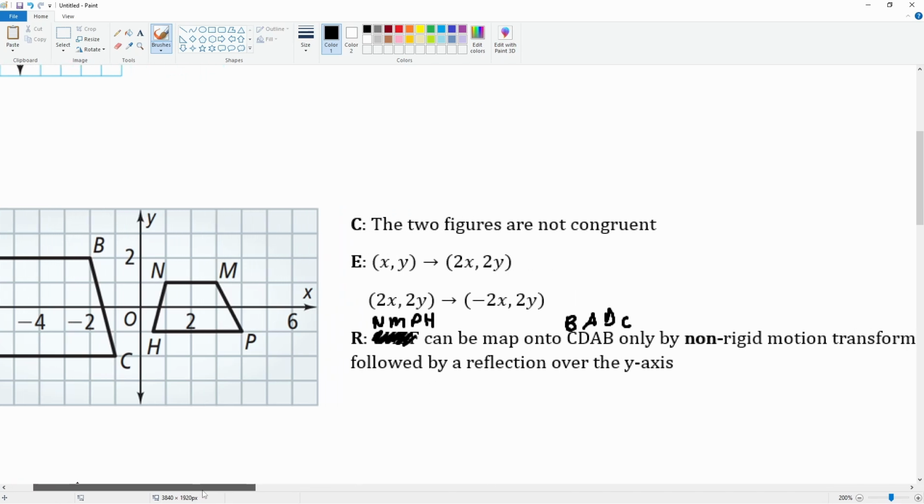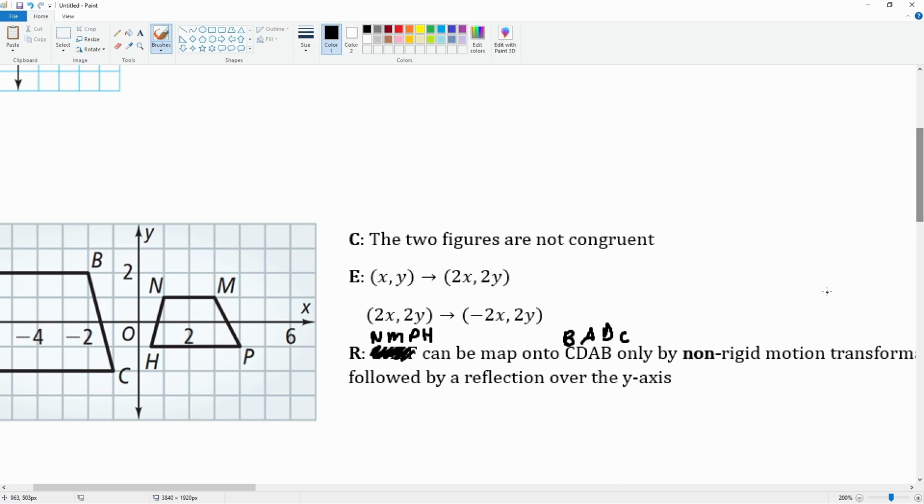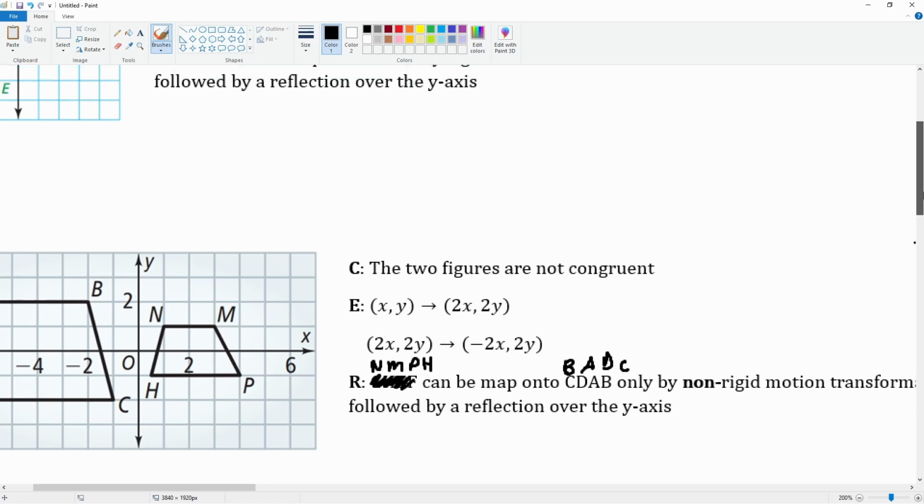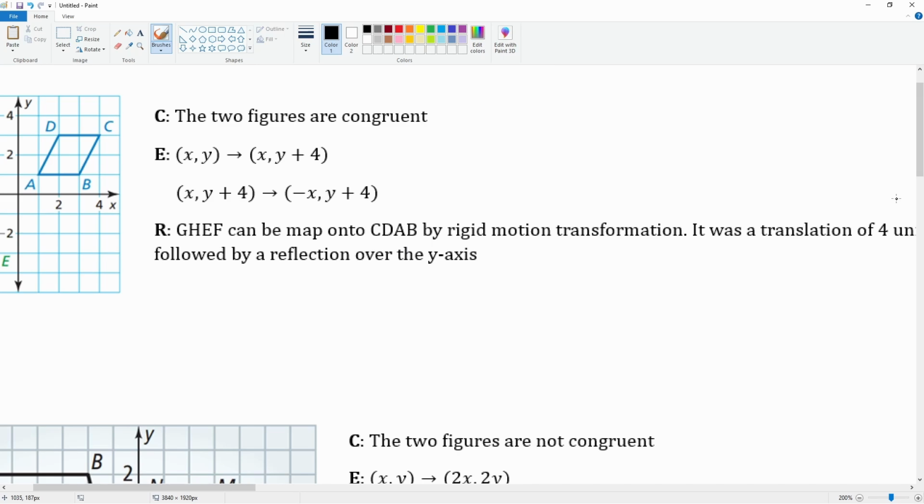Claim, evidence, and reasoning. Make sure you write the rules, right? Non-congruent is for non-rigid motions, and congruent are for rigid motion transformations.